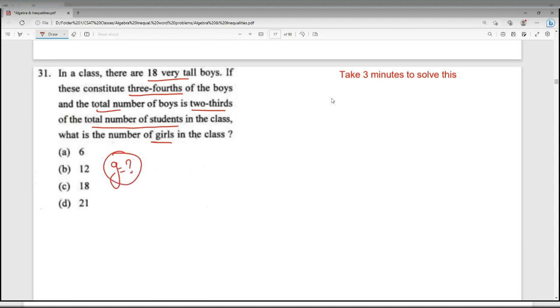Let that be G, and let the number of boys be B. They're saying that there are 18 tall boys, and these tall boys constitute 3/4 of the boys. That is 3/4 of the boys, into B. And the total number of boys is 2/3 of the total number of students. Let T be the total number of students. So the total number of boys B is equal to 2/3 of T. So here we know that B is equal to 18 into 4 divided by 3.